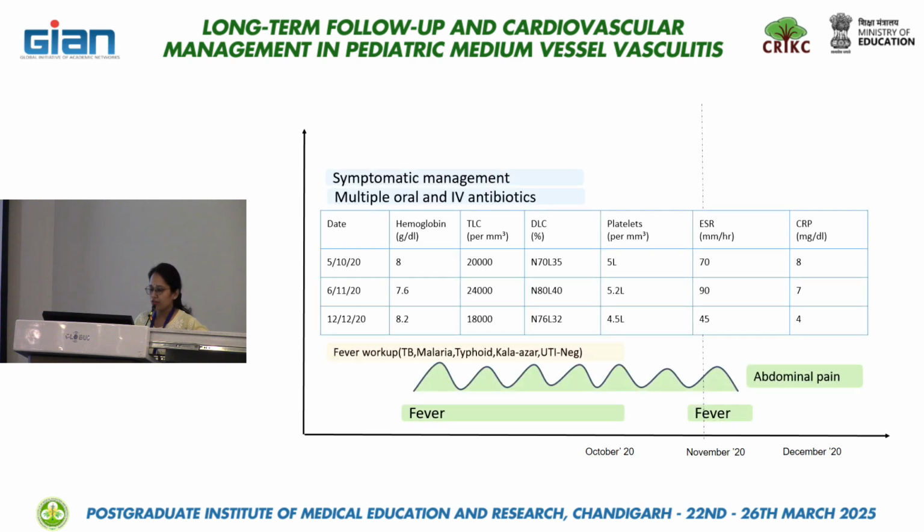Before presenting to us, the child was already managed with multiple oral and IV antibiotics, and she had anemia, neutrophilic leukocytosis, thrombocytosis, and raised inflammatory markers. She already had an echo which had shown coronary dilatation, and she had received 1 dose of IVIG at 2 gram per kg, oral steroids, and aspirin. On presentation to us, she had persistent fever and abdominal pain.